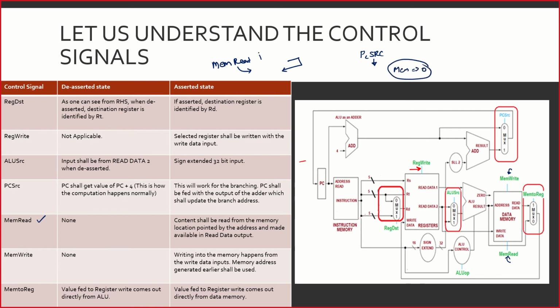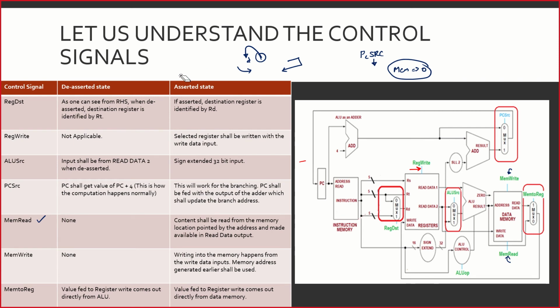Memread on getting 1. Memread when is enabled with 1, it means that we are going to get the reading done. The content is to be read from the memory location, and it will be made available for writing back into the available section, available area. When I want to write it somewhere, when I read it only I can write it. So this enables the reading to be completed. Now what is the next one?